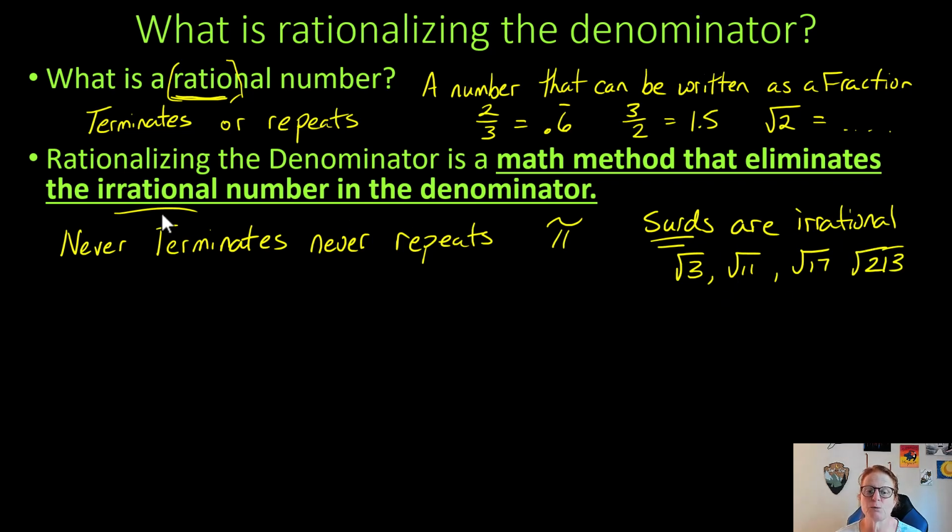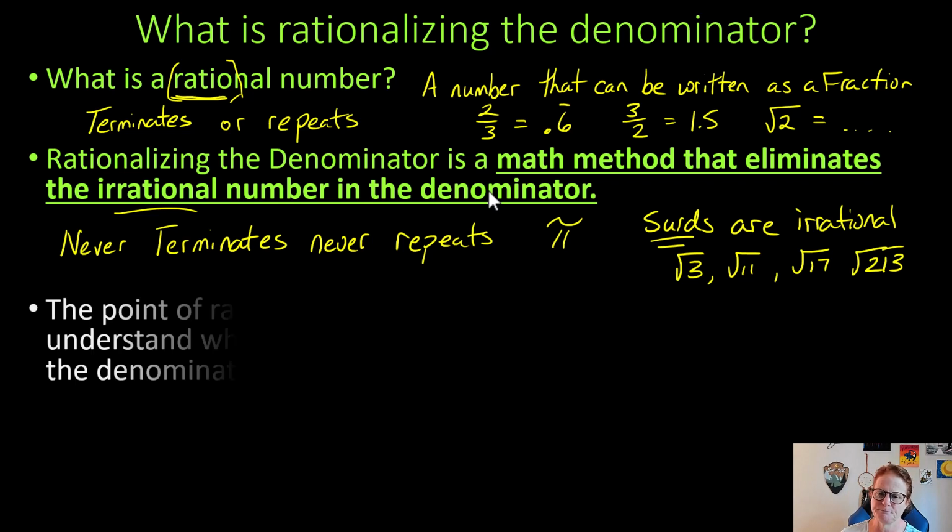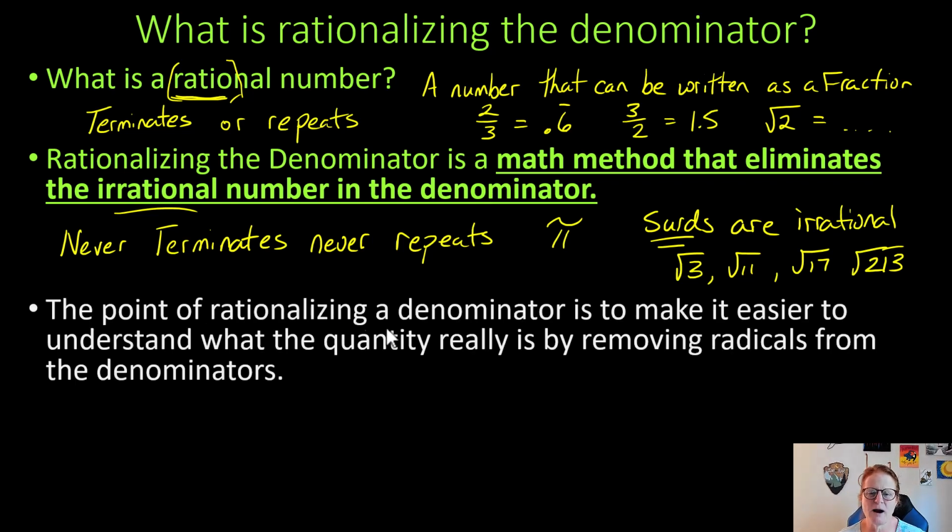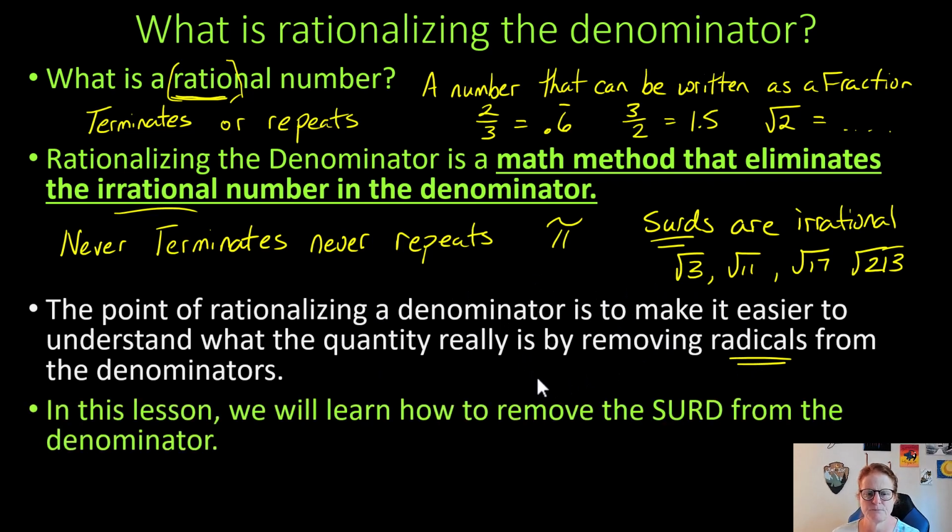Basically, we're not allowed to have an irrational number or a surd in the denominator. So the method here is we're going to rationalize it. We're going to take it away and put a rational number in its place. The point of rationalizing a denominator is to make it easier to understand what the quantity really is by removing the radical from the denominator. We're not going to have any radicals in the denominator. In this lesson, we're going to learn how to remove it. That's the goal of this lesson.